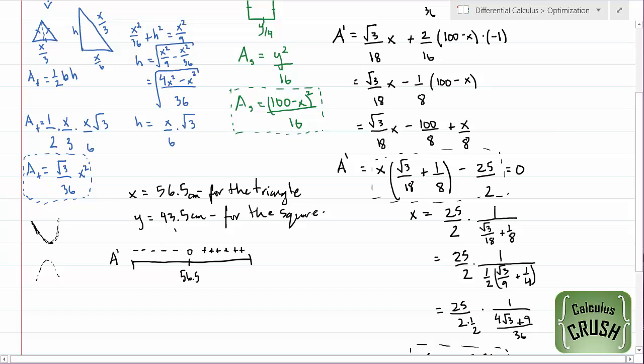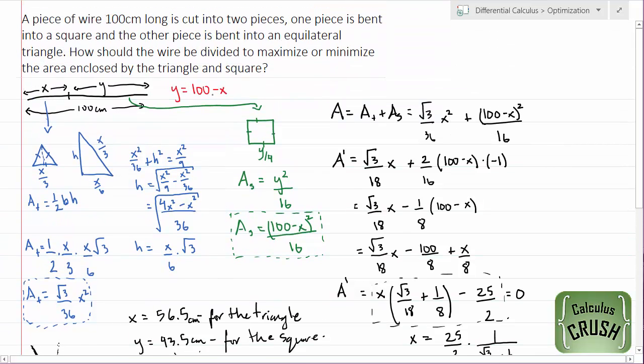That means our function is decreasing, and then it gets to the root where it stops decreasing and starts increasing. So this value of x will give us a minimum for our area function. We'll minimize the total area. Let's go back to the original question. So we've just figured out where we're going to minimize it. In order to minimize it, we need to use 56.5 centimeters for the triangle.